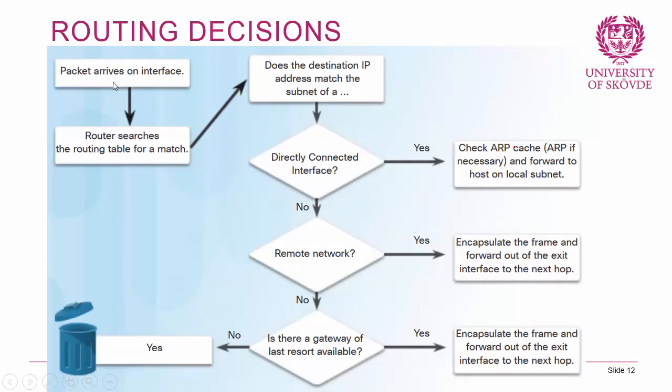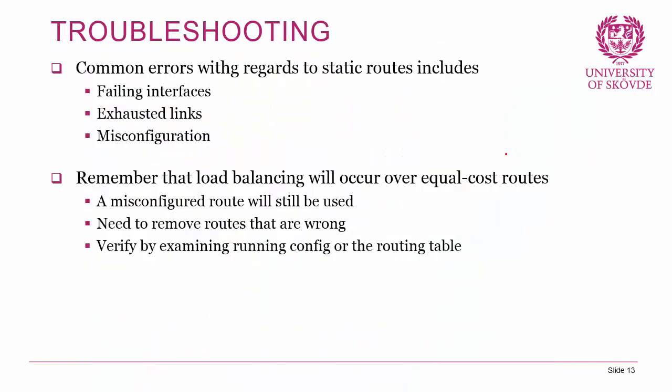If it does, it's going to check the ARP cache to see if it knows the MAC address of the recipient, and if not, it's going to do an ARP request and then forward to the host on the local subnet. If the destination IP address matches a remote network, then it's going to encapsulate the frame again and forward it out the exit interface toward the next hop router. If there isn't any remote network, it's going to see if there is a gateway of last resort. If there is, it sends it there, and otherwise it's going to discard the packet.